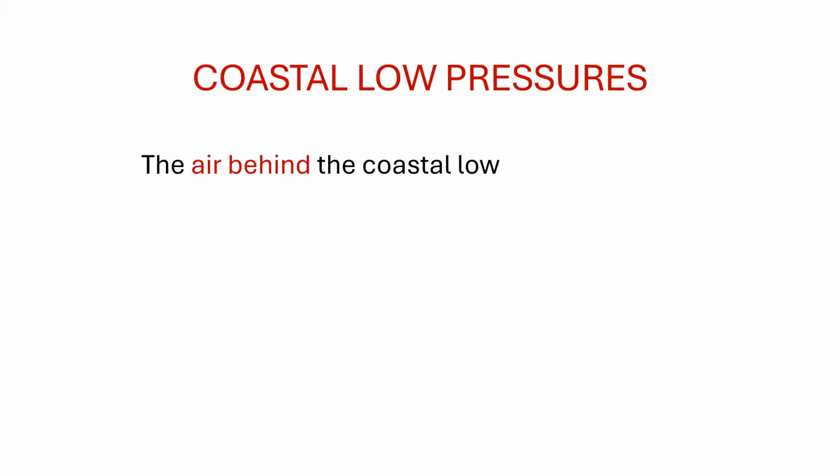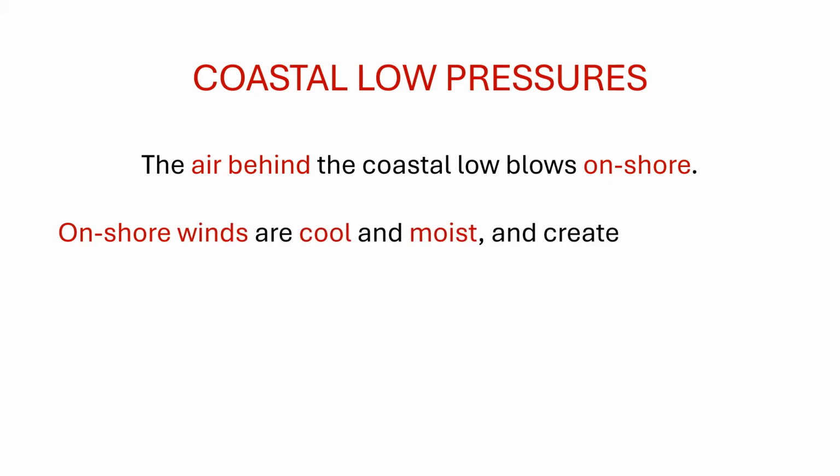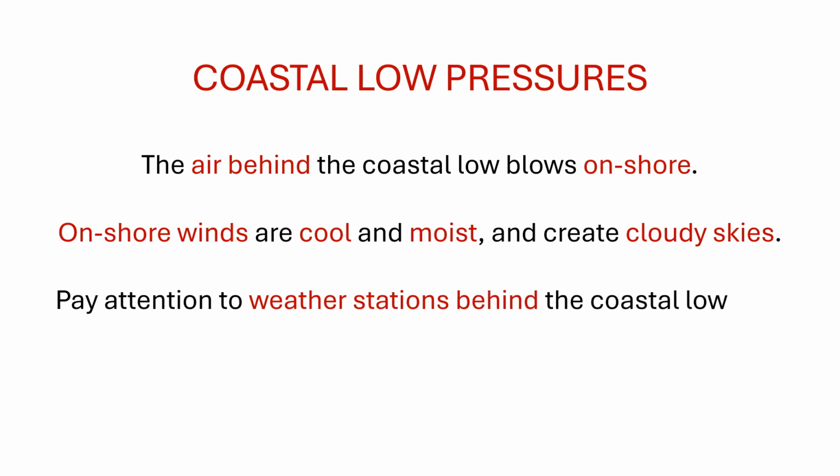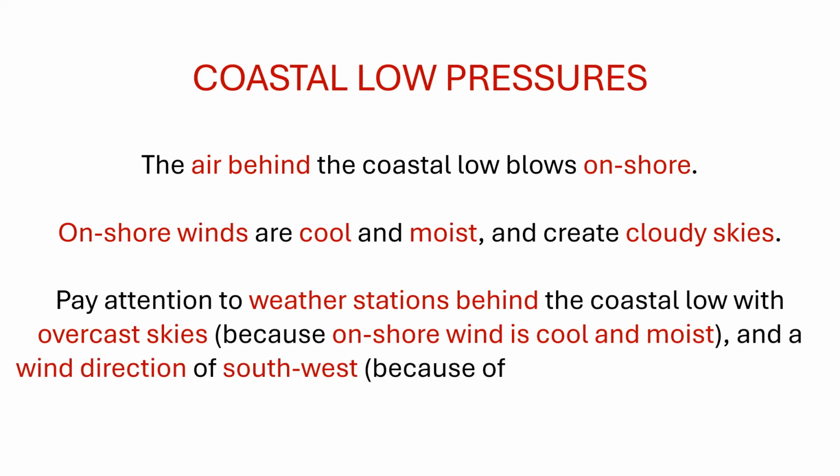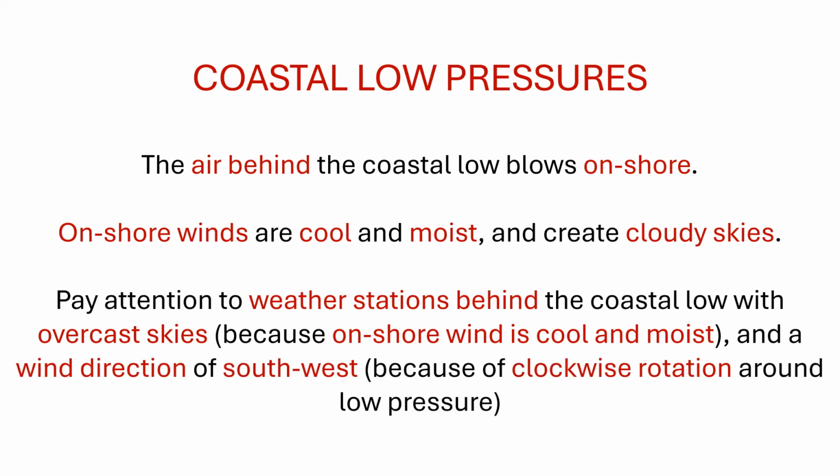The air behind the coastal low blows onshore. Onshore winds are cool and moist and create cloudy skies. Pay attention to the weather stations behind the coastal low, which will have overcast skies because the air is cool and moist, and a wind direction of southwest because of the clockwise rotation around the low pressure zone.